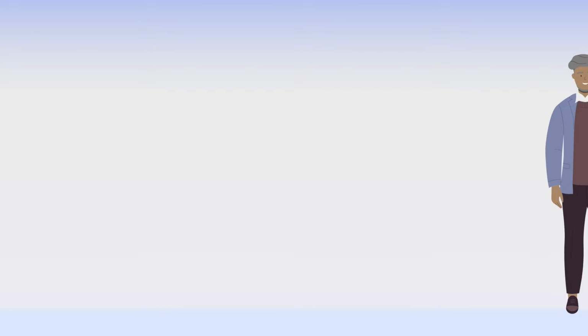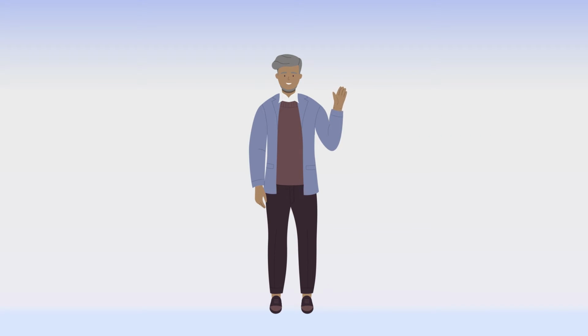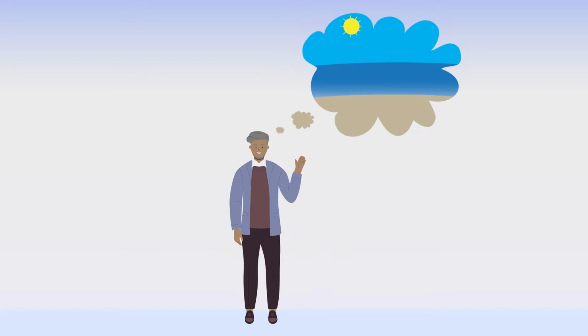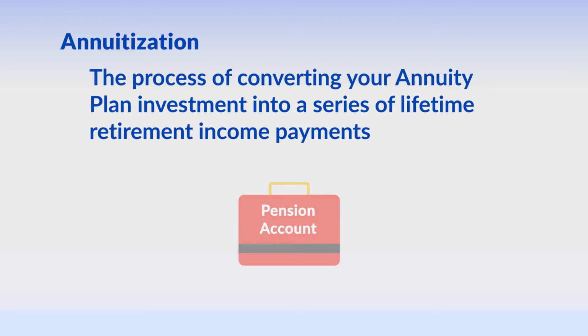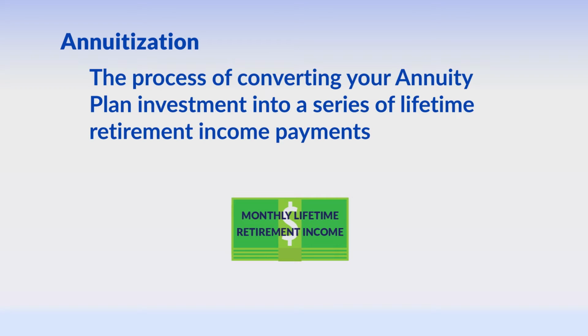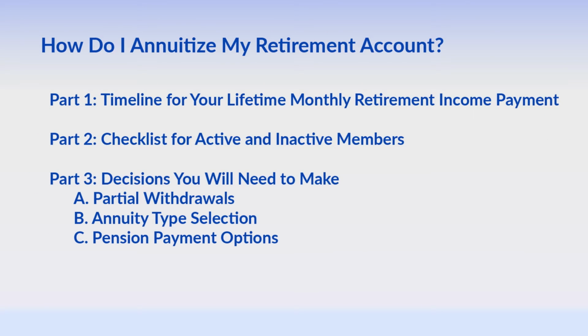Welcome! If you are a pension board's member approaching retirement and would like to learn how to annuitize your pension account, this video is for you. Annuitization is the process of converting your annuity plan investment into a series of lifetime retirement income payments. We will discuss the pension board's annuitization process so you will be prepared to transition into retirement more easily, whether you are an active pension board's member or inactive.